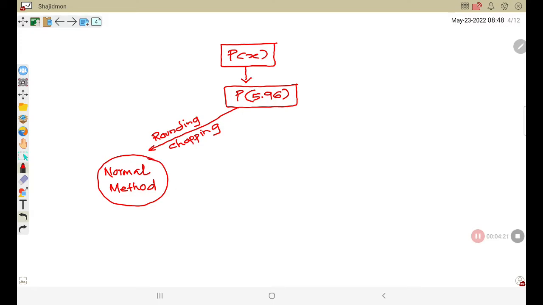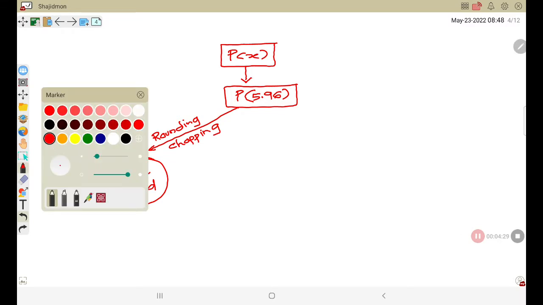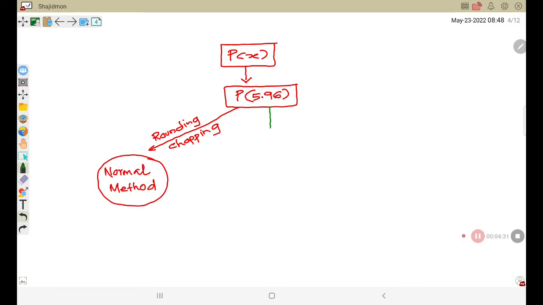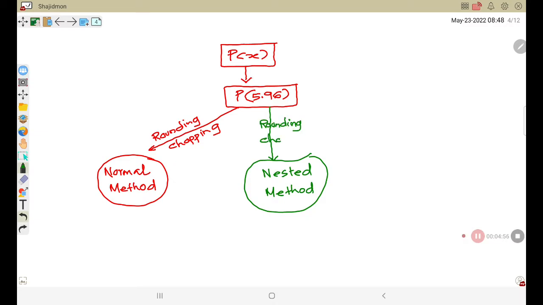How can we find the polynomial value by using rounding or chopping, approximating the polynomial value? Next, the important idea here in 1.7: how can we find the same polynomial value by using the nested method, or nested form? Nested means the bracketed method. So how can we find the polynomial value by using the nested method? Here also we are using rounding or chopping, by nested calculation.